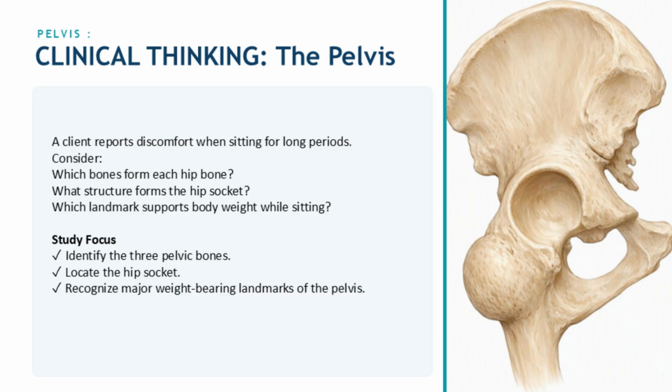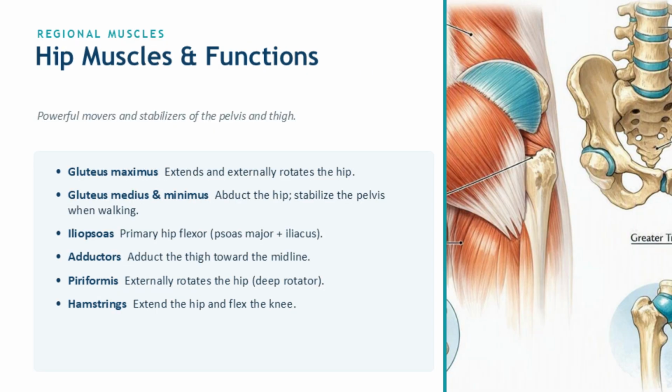From the pelvis, let's move into muscles that power movement at the hip joint. Hip muscles and functions. The hip is one of the strongest and most stable joints in the body. Its muscles are responsible for generating powerful movements that allow us to stand, walk, climb stairs, run, and maintain balance. Some muscles act as powerful movers, while others function primarily as stabilizers. As you study these muscles, pay attention to how they influence movement in multiple planes.